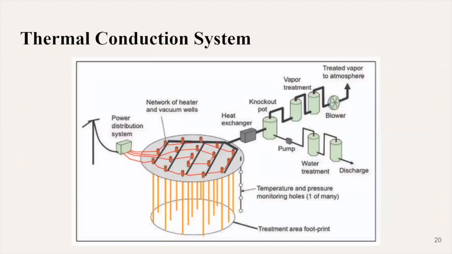Okay, so this is a skeleton of what the system will look like. On the left, it starts with the power distribution going to the pad where all of the wells and heaters are. They go down, and then the contaminants are brought up out of the soil and put through the top process there, which is above ground, and that treats it so it can be disposed of.